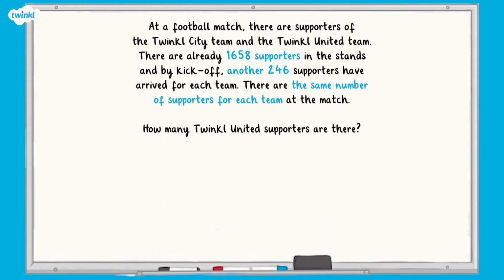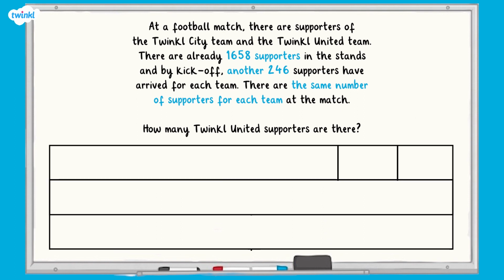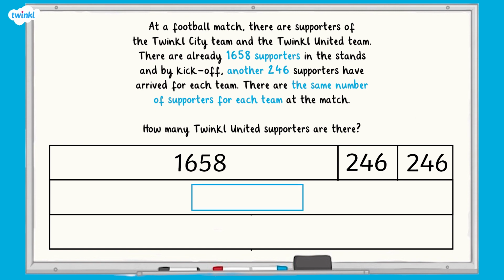We can put the important information into a bar model to identify what calculations we need to do to solve the problem. There are 1,658 supporters. 246 more supporters arrive for each team, so we need two lots of 246. We don't know the total number of supporters, so we can put an empty box here. There are the same number of supporters of each team, so we divide the total number of supporters in half. We don't know this yet, so we can put empty boxes here. We need to know how many Twinkl United supporters there are, so that is one of these two boxes.